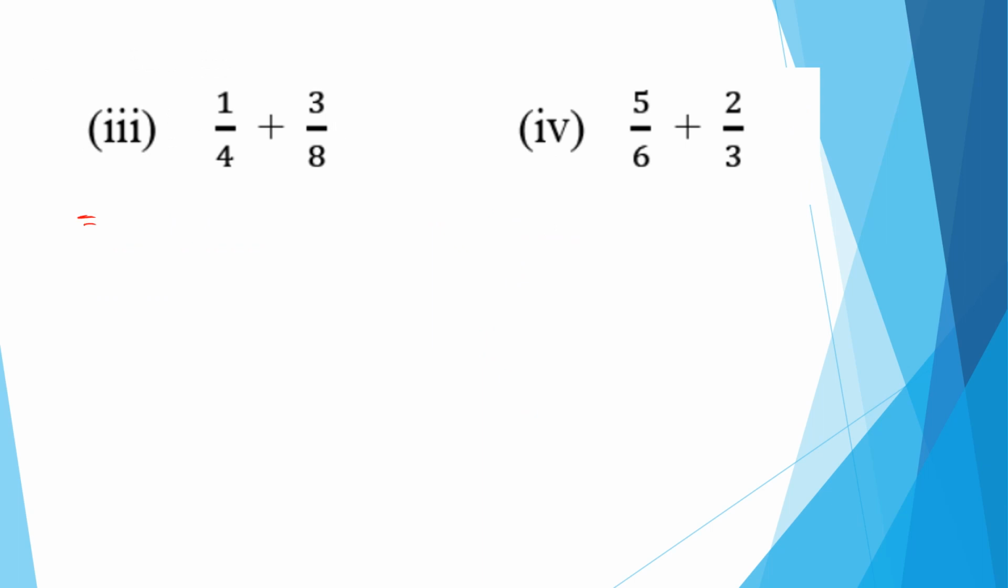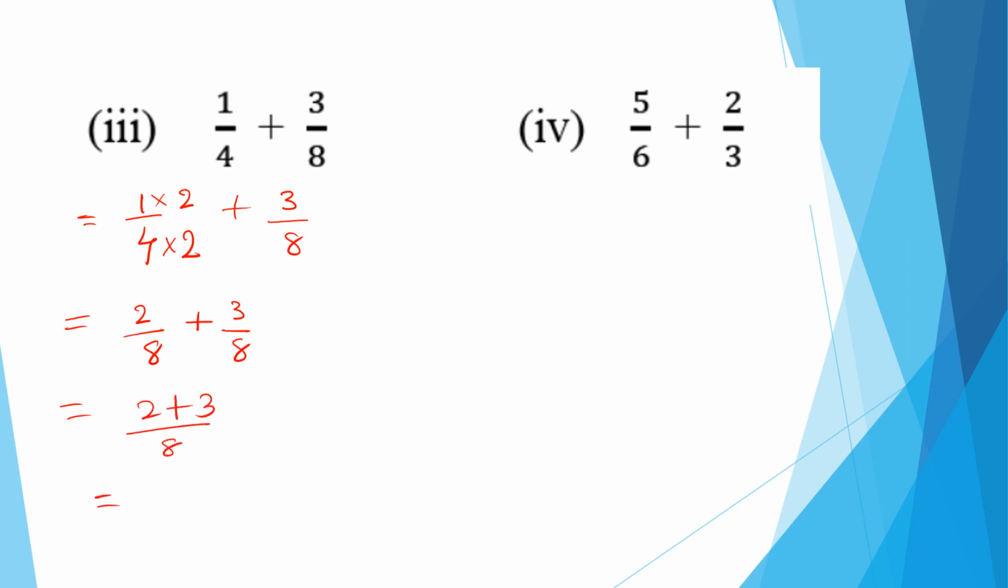In this case we have to simplify, but we don't have a common denominator, right? Denominators are different, so we have to make a common denominator. For that we have to multiply this 4 by 2 and this 1 by 2, then we get 8 here. So this is 2 over 8 plus 3 over 8. Then we have a common denominator, so 2 plus 3 over 8, and we get 5 over 8. So this is the answer, right?